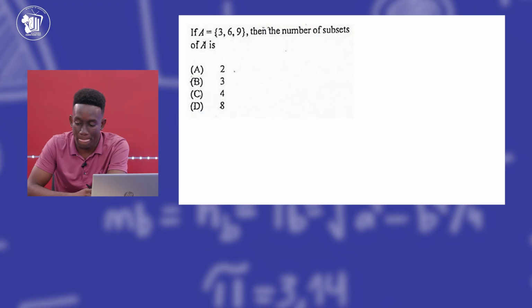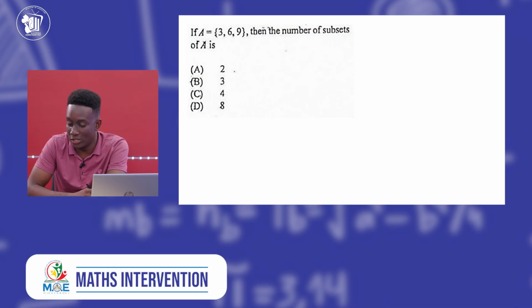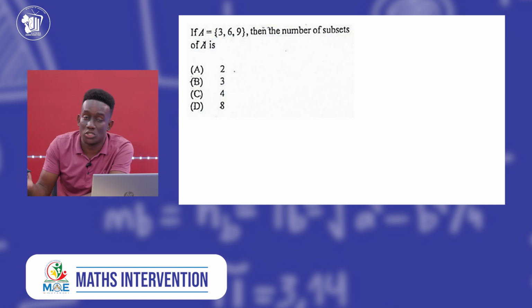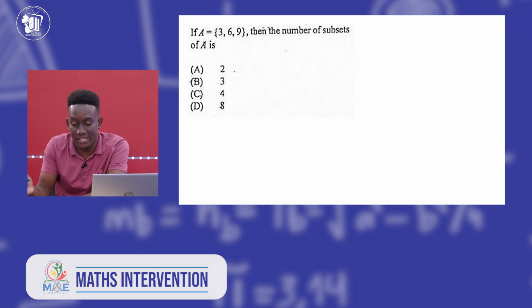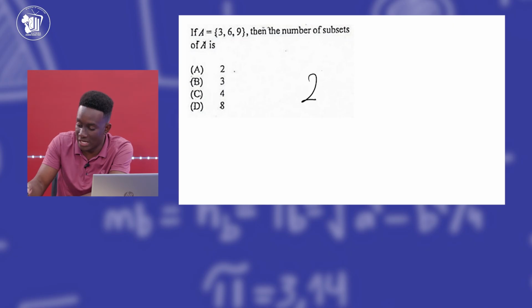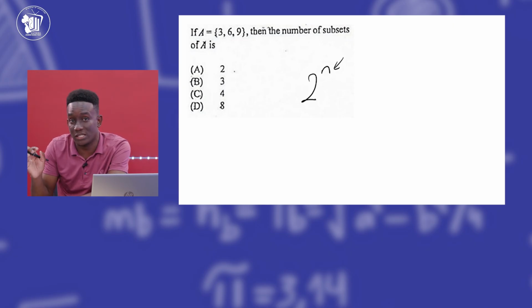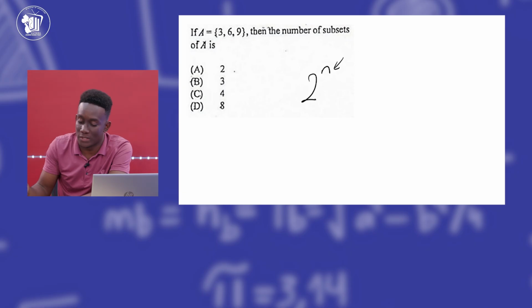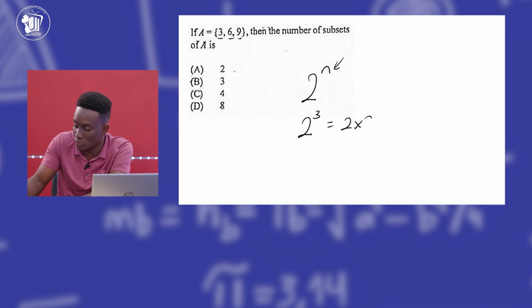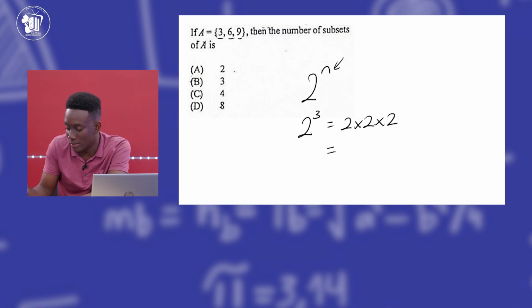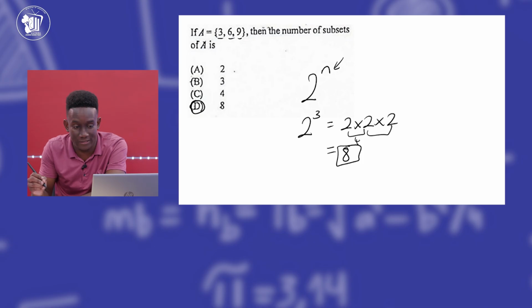This one says, if A is equal to {3, 6, 9}, then the number of subsets of A is. We know the formula to find the number of subsets in any given set is 2 raised to the n power, in which n represents the number of elements in the given set. In this case, we have 1, 2, 3, so we have 3 elements. So this will be 2 raised to the third power, which is 2 multiplied by 2 multiplied by 2. 2 multiplied by 2 is 4. 4 multiplied by 2 gives me 8. So the answer here is simply 8.